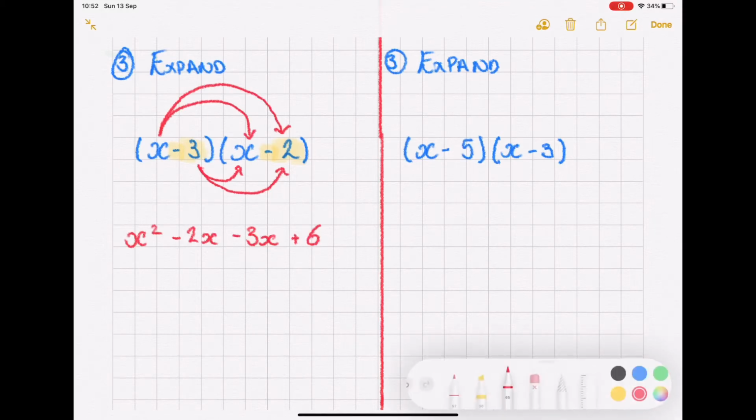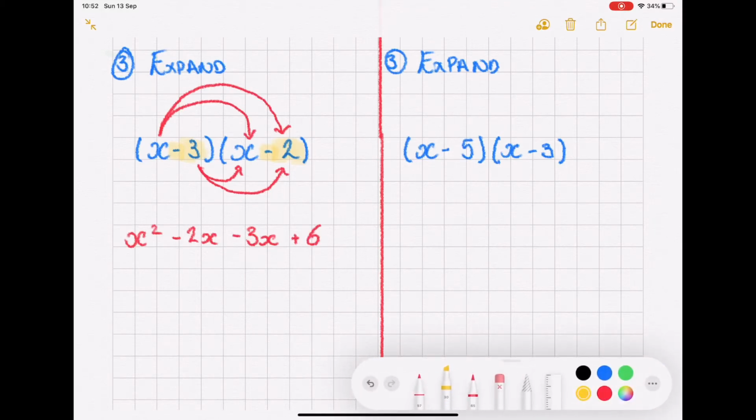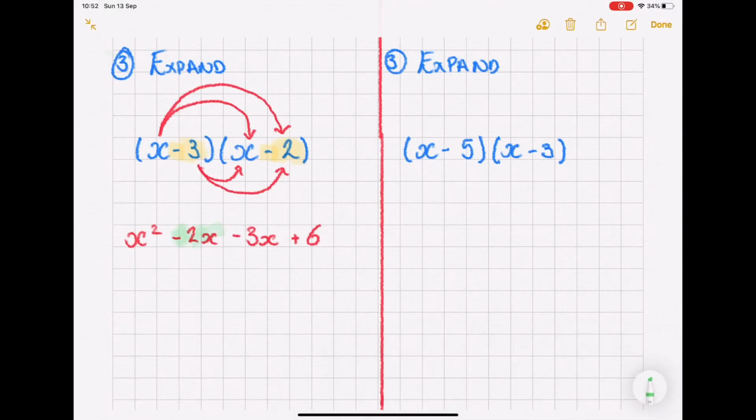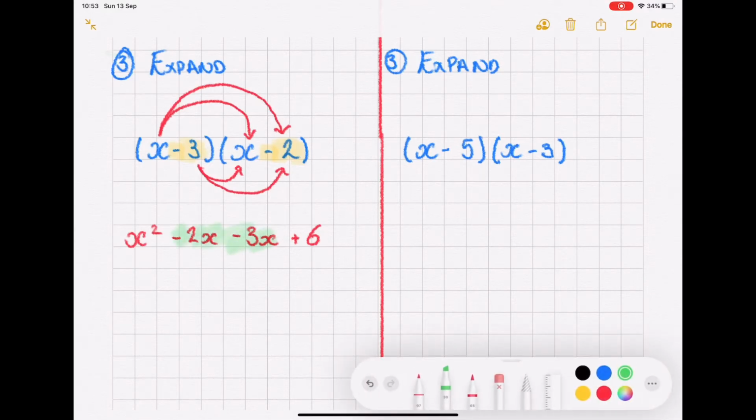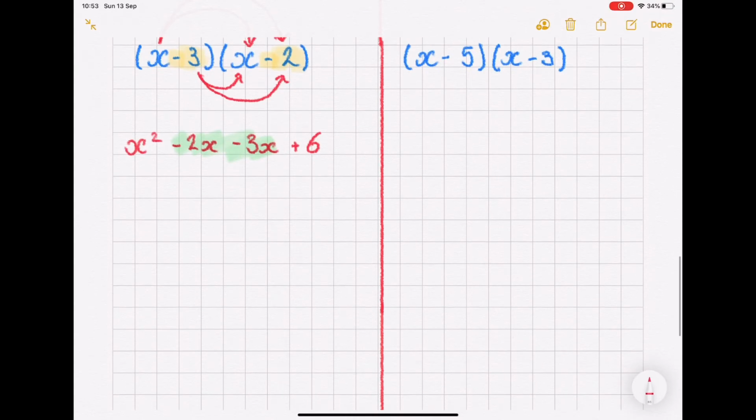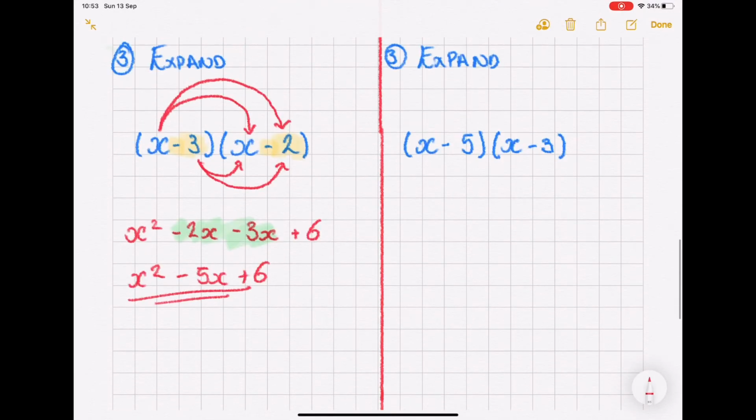So now we can simplify this by combining these two terms here, the -2x and the -3x, to give us our final line of x squared - 5x + 6, and that's our final answer. So when we expand (x - 3)(x - 2), we get x squared - 5x + 6.